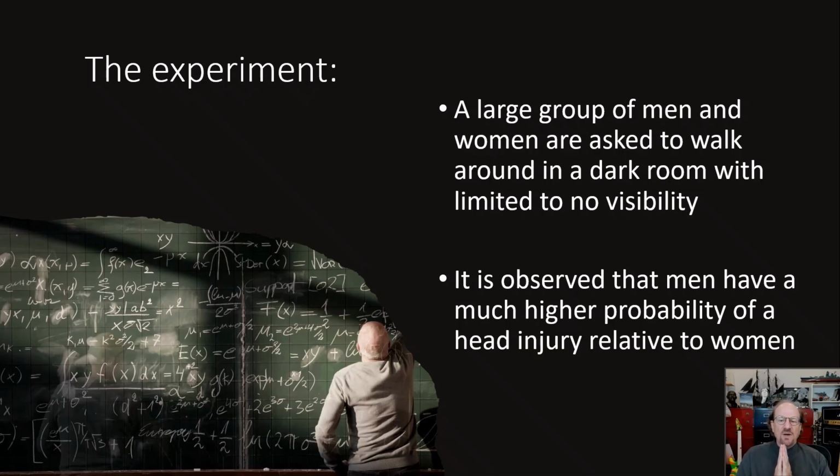So the experiment, the dark room experiment, is a large group of men and women that are asked to walk around in a dark room with limited to no visibility. And it's observed after running this experiment that men have a much higher probability of head injury relative to women. So many more head injuries in men.